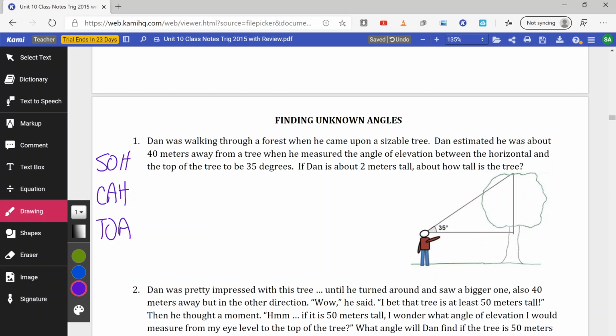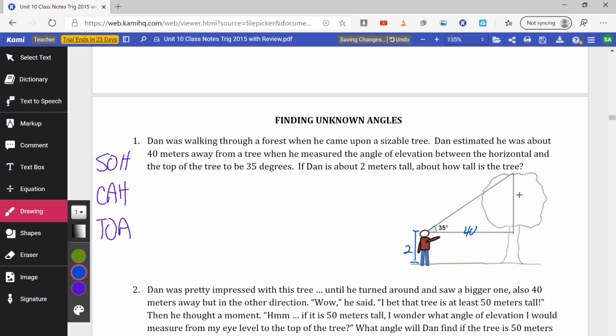So let's say we have this guy Dan walking through a forest, coming upon a tree. He figures he's about 40 meters away from this tree, and he has an angle of elevation of 35 degrees. If he's 2 meters tall, how tall is this tree? Well, first thing we know is we are 40 meters away from the tree, and the fact that Dan is 2 meters tall.